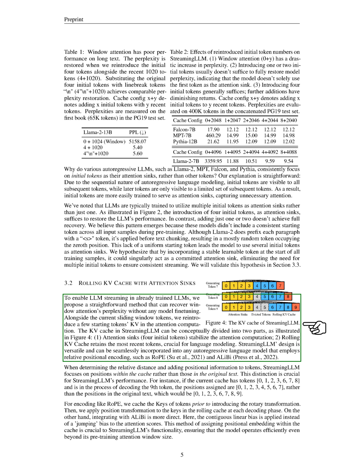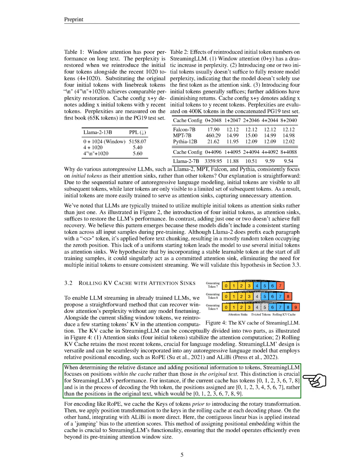When calculating the relative distance and adding positional information to tokens, StreamingLLM focuses on positions within the cache rather than those in the original text. This is important for the performance of StreamingLLM. For example, if the current cache has tokens 0, 1, 2, 3, 6, 7, 8, and is decoding the 9th token, the positions assigned are 0, 1, 2, 3, 4, 5, 6, 7, not 0, 1, 2, 3, 6, 7, 8, 9, which would be the positions in the original text.